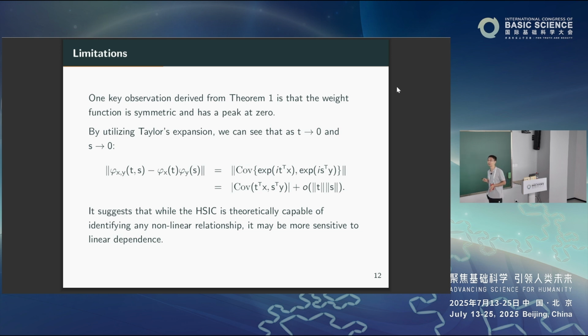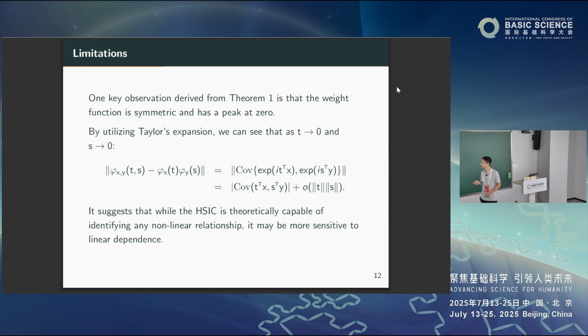So we want to know what the difference looks like if t and s are around 0. To this end, we can utilize Taylor's expansion, and if both t and s tend to 0, we can show this straightforward expression. The difference between the joint and the marginal characteristic functions has as its leading term the covariance between t transpose X and s transpose Y. So we can see that this is obviously the linear dependence between X and Y.